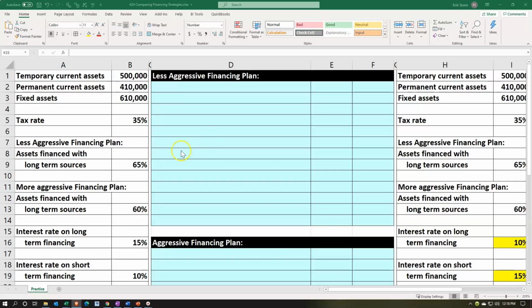Here we are in Excel. We have our information on the left-hand side. We're going to put that into the blue area into our worksheet on the right-hand side. We're going to be considering different financing options.